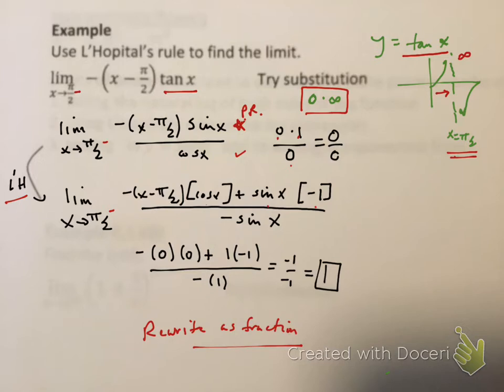And honestly, I'm ready to plug numbers in. When I plug the pi halves in, this becomes 0 times 0, since the cosine of pi halves is 0, plus a 1 times a negative 1, over negative sine of pi halves, which is a negative 1. So basically I end up with a negative 1 over negative 1, which gives me a positive 1. My answer is positive 1.